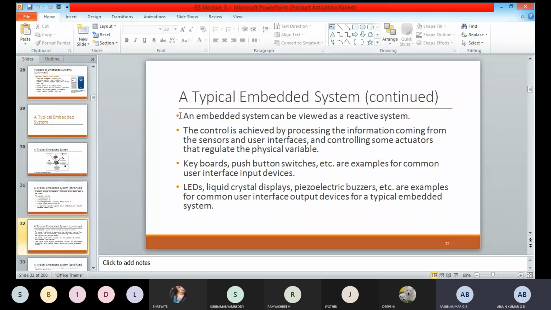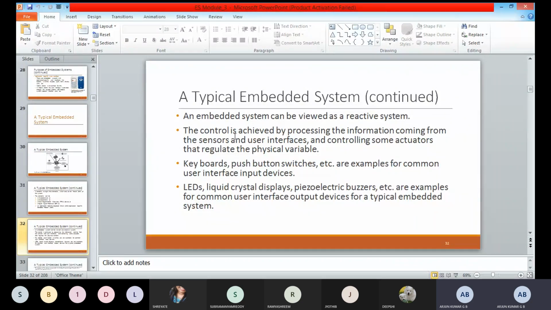And then the embedded system can be viewed as a reactive system. The control is achieved by processing the information coming from the sensor and user interface, and then controlling some actuator that regulates the physical variable. Actuator is nothing but an output. Output means there is a physical variable. Suppose we take, as an example, closing and opening the valves.